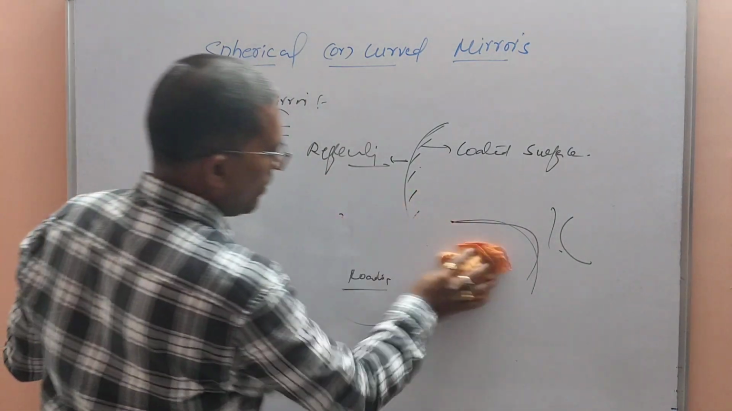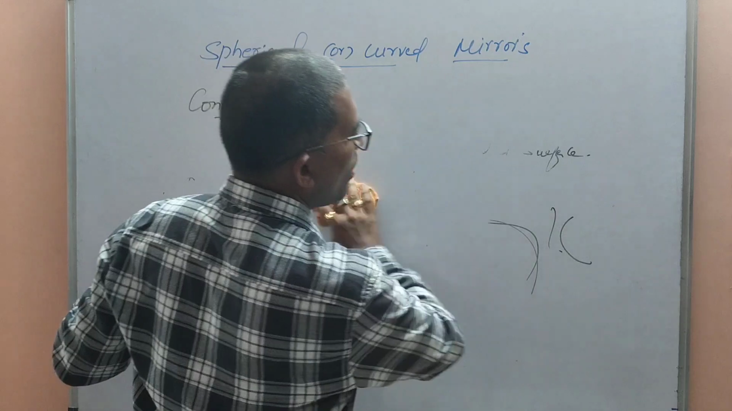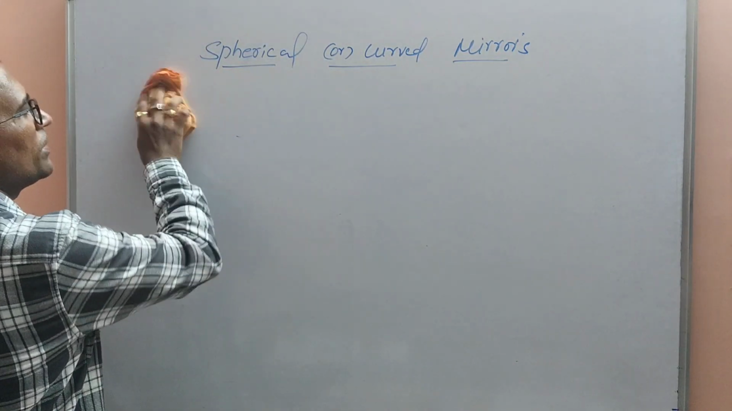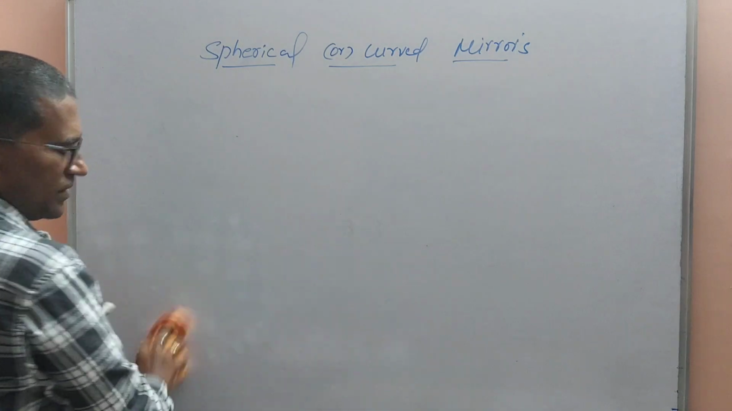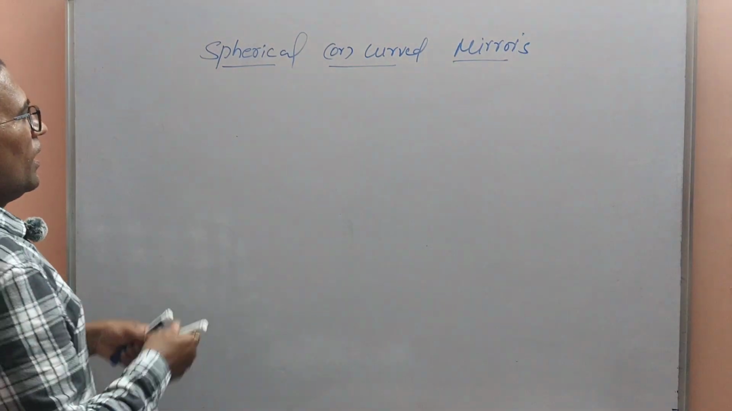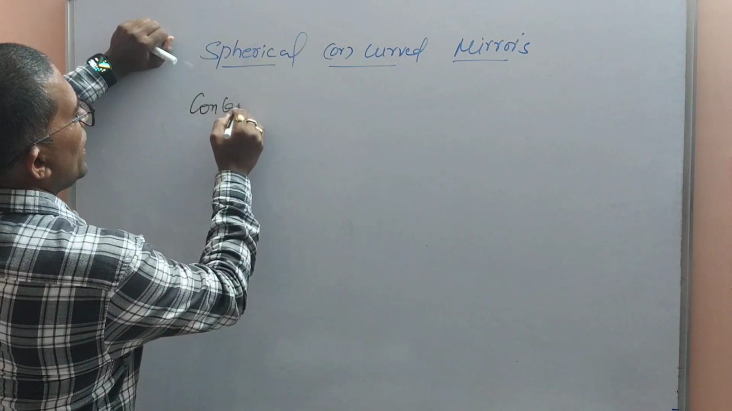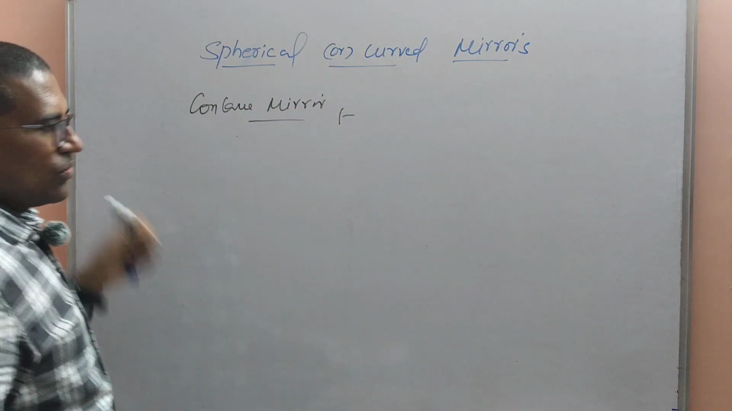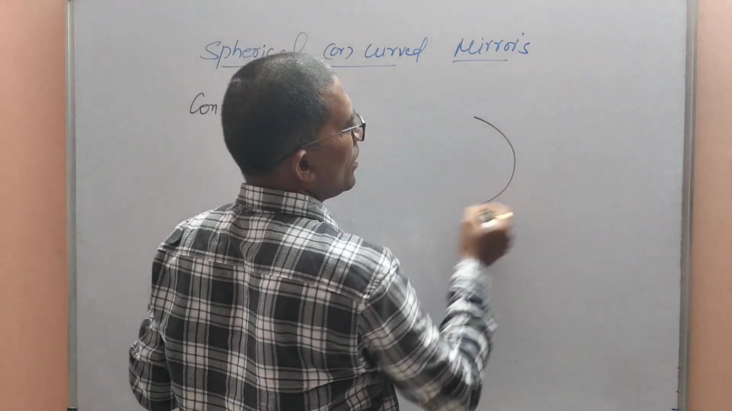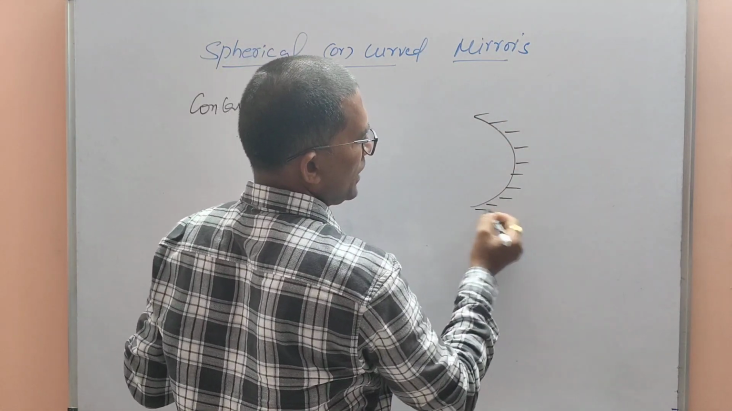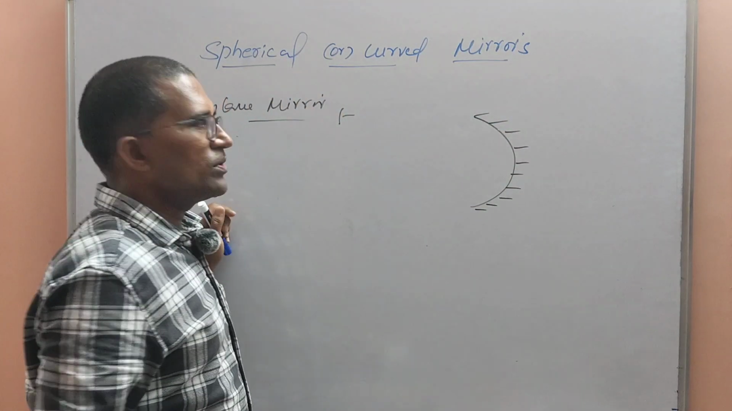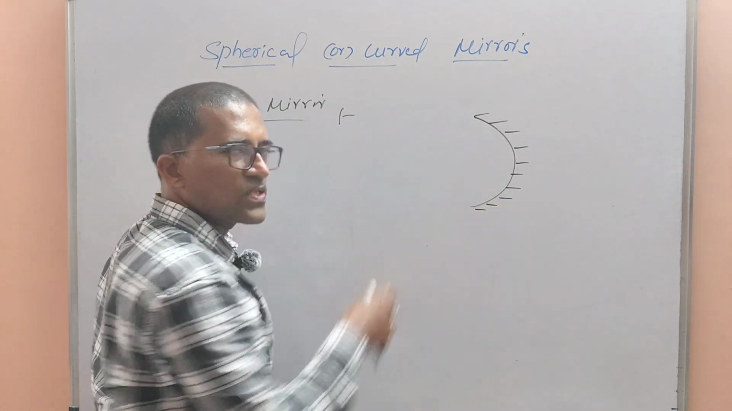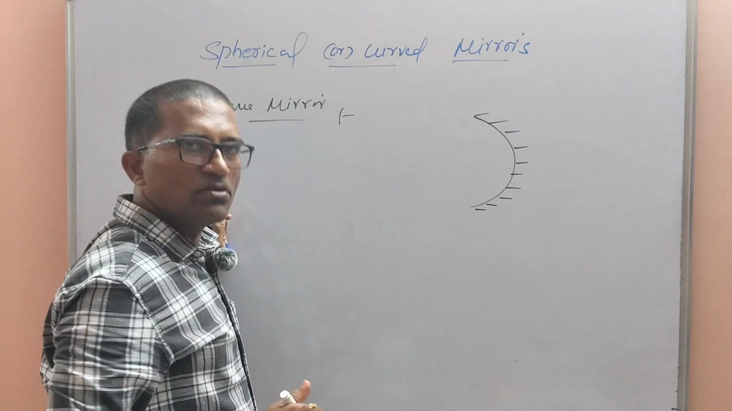Now, sir, what are the properties of the images formed by concave mirror as well as a convex mirror? So now listen. Concave mirror. As I told you already, concave mirror is a type of mirror in which the reflecting surface is bent inwards. If the reflecting surface is bent inwards, it is generally called a concave mirror.